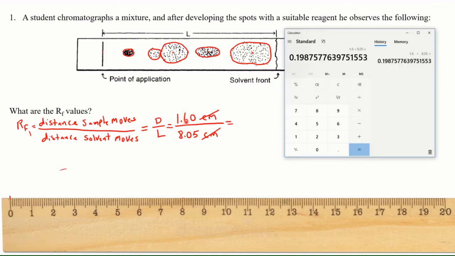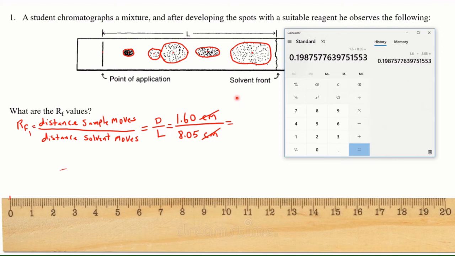If I look at my measurements, I have 3 significant figures on top in the numerator. This 0 here is significant because it's after a decimal. And 8.05 is also 3 significant figures. So because I'm dividing 3 significant figures by 3 significant figures, my answer has to also be 3 significant figures. So since I have 0.198776397515553, I have to stop at the third. So really, I stop at 0.198.